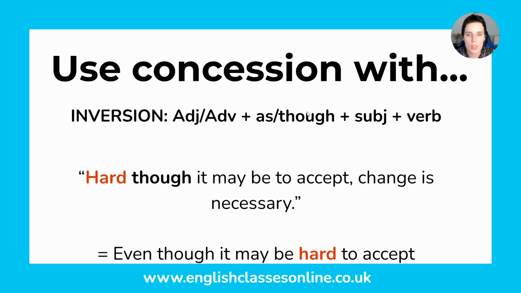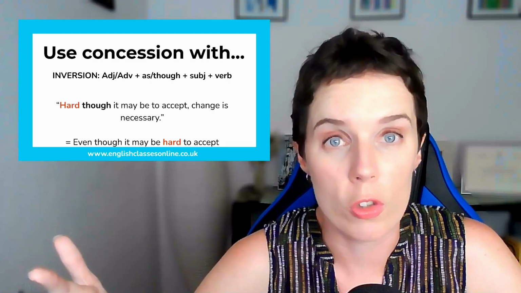So for example, if I said, "Hard though it may be to accept, change is necessary." That's exactly the same as saying, "Even though it may be hard to accept." Okay, so we are inverting here. We're taking the adjective and we're just putting it at the start of the sentence instead. And we're getting rid of even though. So this comes to the start of the sentence and we get rid of even though, like we do with inversion forms.